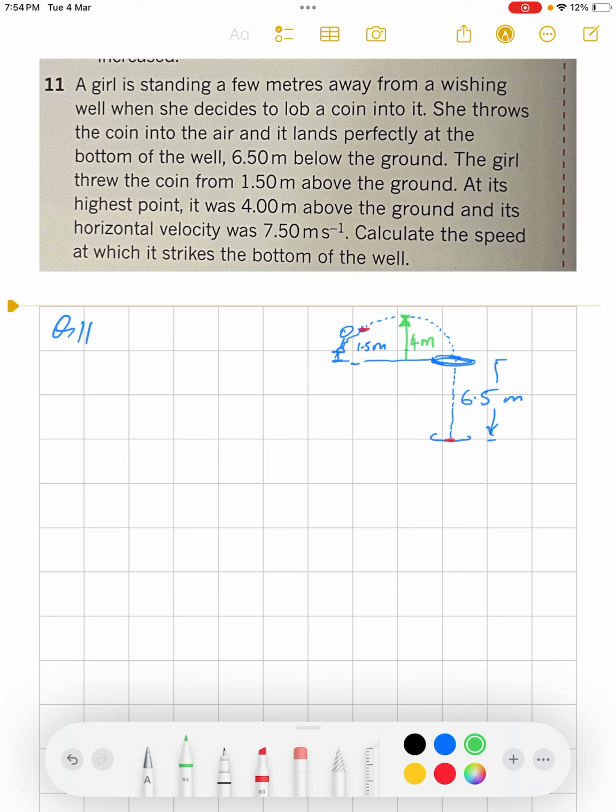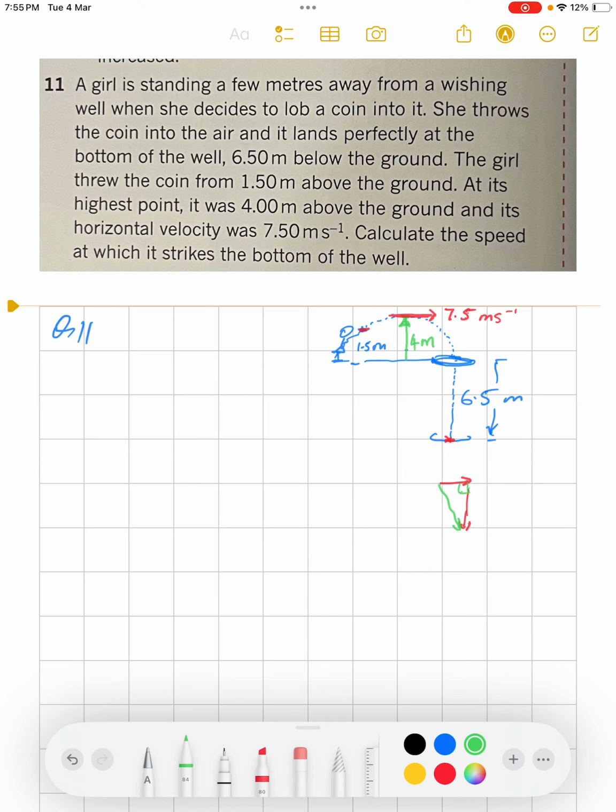And its horizontal velocity was 7.5 meters per second. Calculate the speed when it strikes the bottom of the well. Now the speed will have two components. It'll have a horizontal component and a vertical component. And when we know the horizontal and vertical components, the speed will be the hypotenuse, or using Pythagoras, we can get the actual speed.